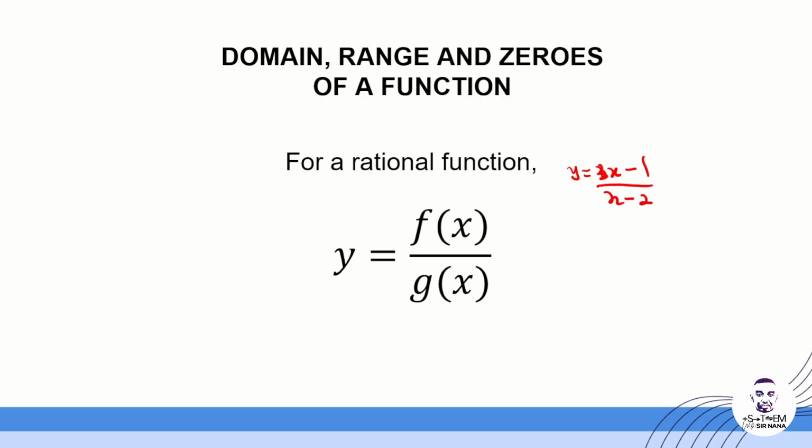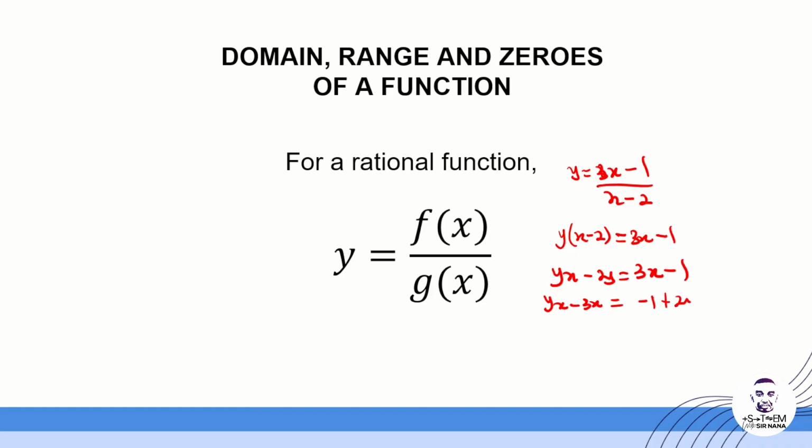So it means that we are going to have y multiplied by x minus 2 to be equal to 3x minus 1. So we have yx minus 2y is equal to 3x minus 1. To make x the subject, you can move all the x to one side. So we have yx minus 3x is equal to negative 1. When this moves, it becomes plus 2y.